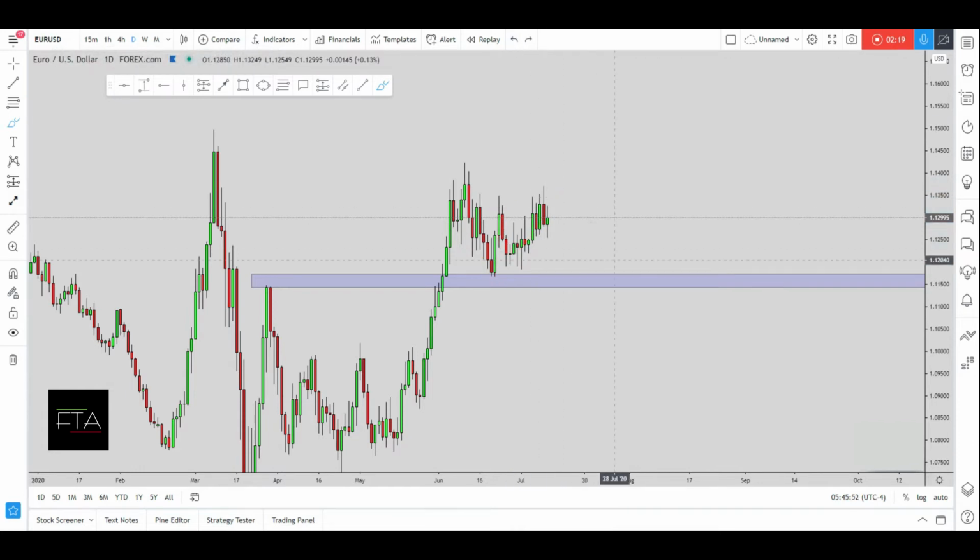But now, what kind of situation do we currently have on Euro USD, and which kind of opportunity can we be looking at on this pair? By the way, those previous analyses on Euro USD, I will link them in the description.